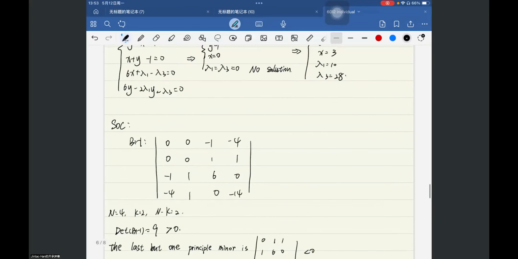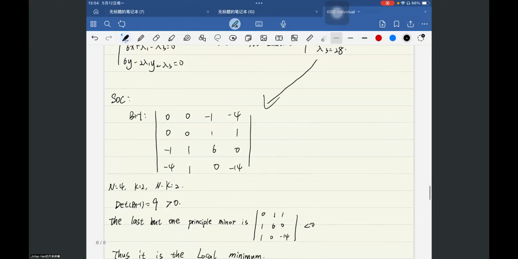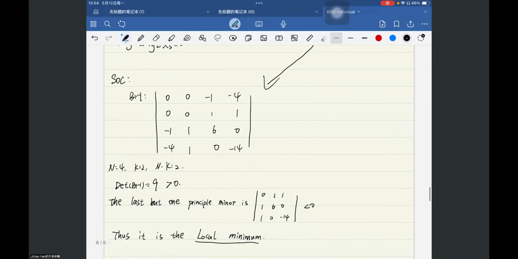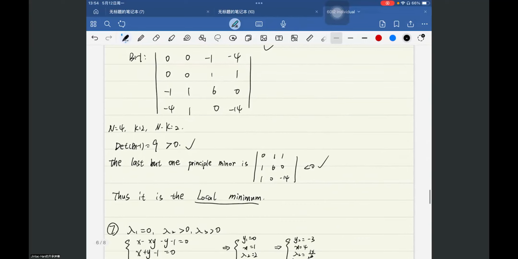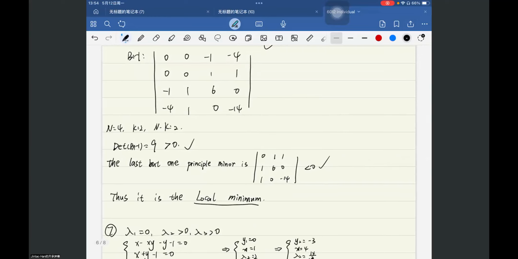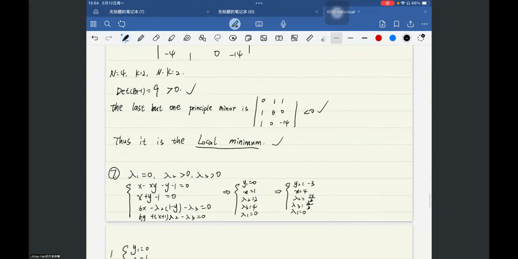So in this situation, we can do the second order condition. The bordered Hessian matrix is this. We do the determinant, and it is larger than 0, and the last but one principal minor is this, and the determinant is definitely less than 0. So this condition is the local minimum. And we move to the seventh situation.